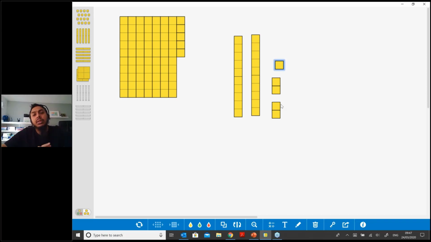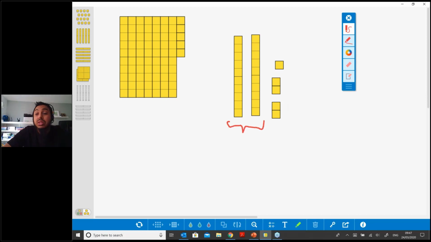Okay, class, this is a tricky one, right? So what did we say that these were? Let's try to go through this together. What did we say these were? Oh, these were tenths, right? Why are they tenths? Because I need 10 of these sticks to make the whole piece of paper. So altogether this is 2 tenths. Great.